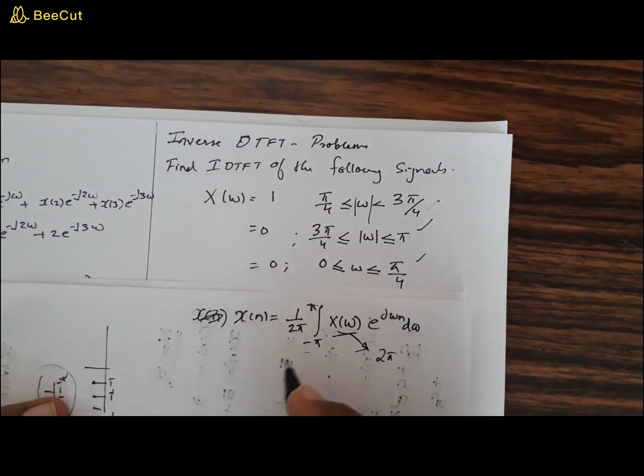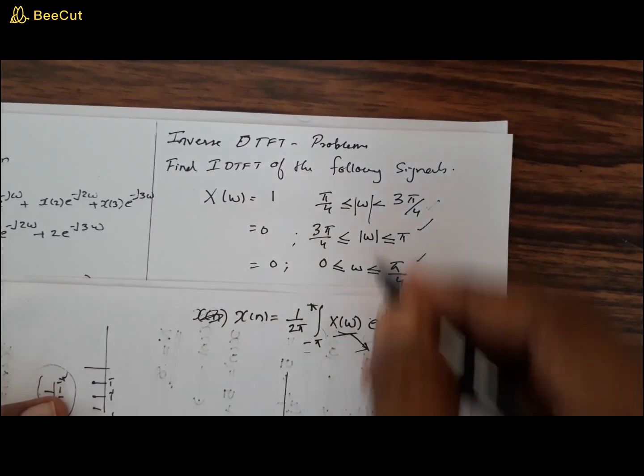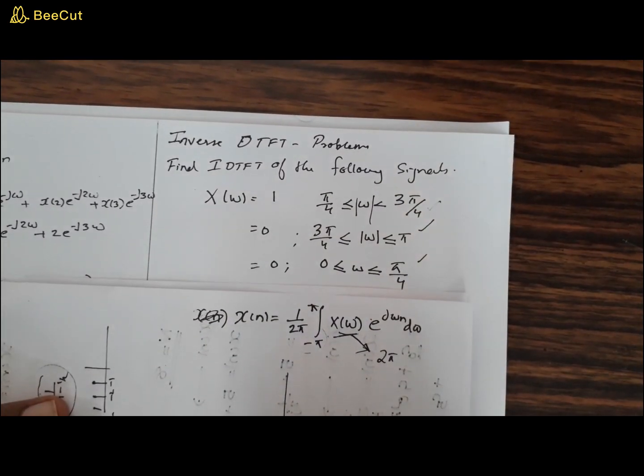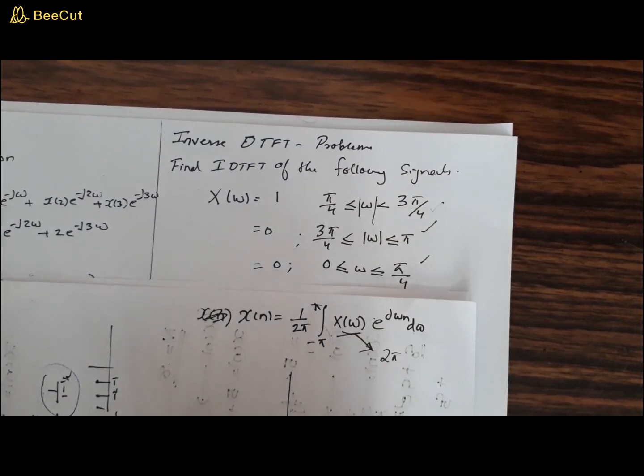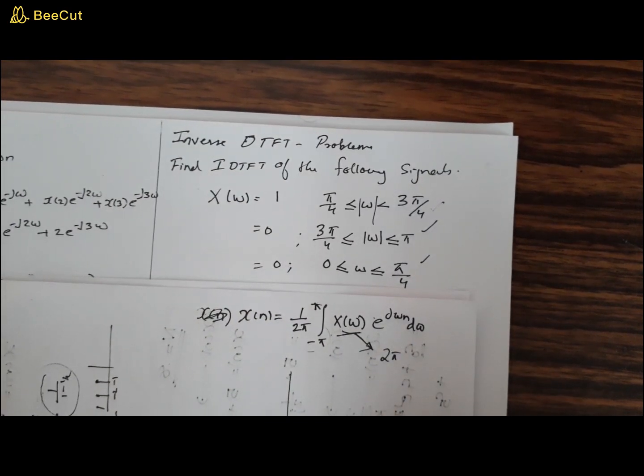Now you can just translate this representation into a figure. This actually ranges from minus pi, so let us mark this minus pi and plus pi. Let us call this pi by 4, this pi by 2, and this one will be 3 pi by 4.